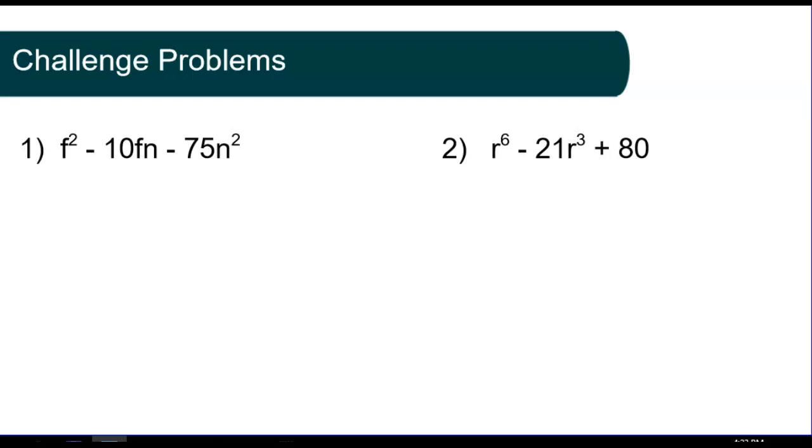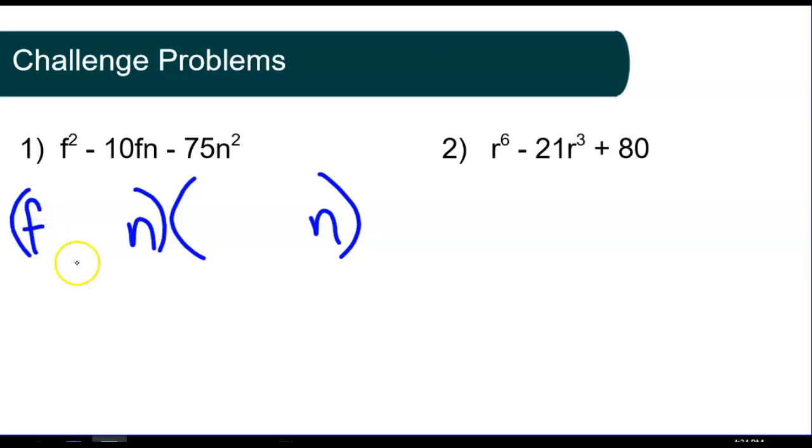All right, let's look at this first one. F squared minus 10fn minus 75n squared. I see they've got an n squared there, so I know my last term, I'm going to be multiplying something times n, something times n. My first term will be f times f. Now the question is, what goes in front of the n's?